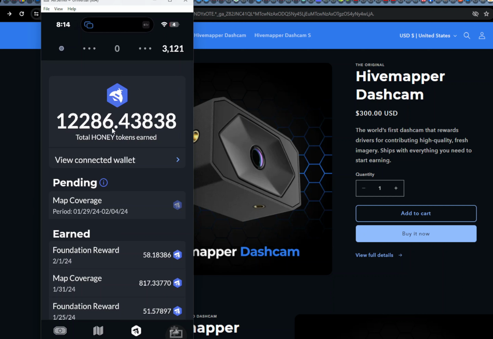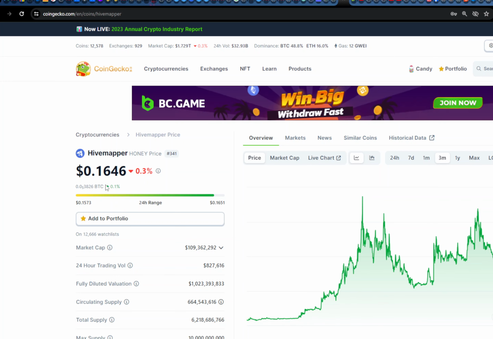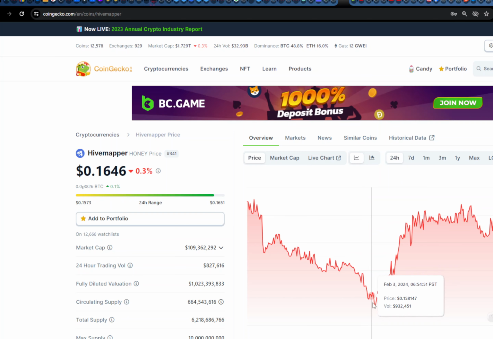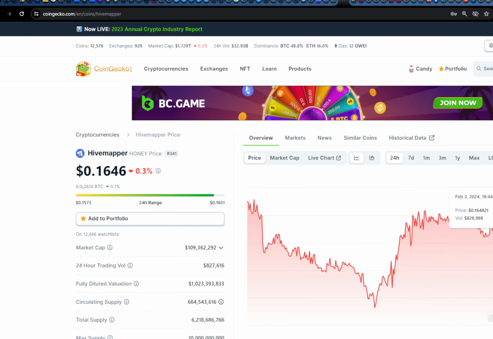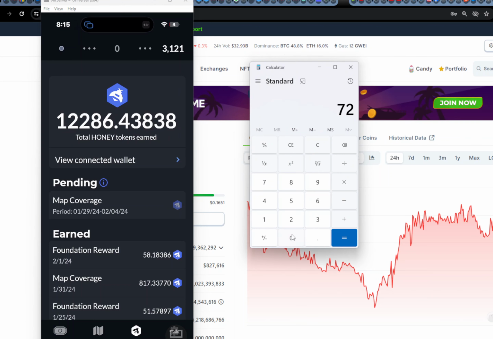We got 12,286 honey minus the airdrop 5,000, which is 7,200. Let's put it at 7,200 honey that I mined. As of today, honey price is 16 cents. It was dropping to 15.7, going up to 16.3, 16.4, and it's pretty much around 16.4 right now, right? So if we do the math here, 7,200 honey times 16.4 cents, we are at $1,180. That's what I mined. So it's roughly almost $600 a month.